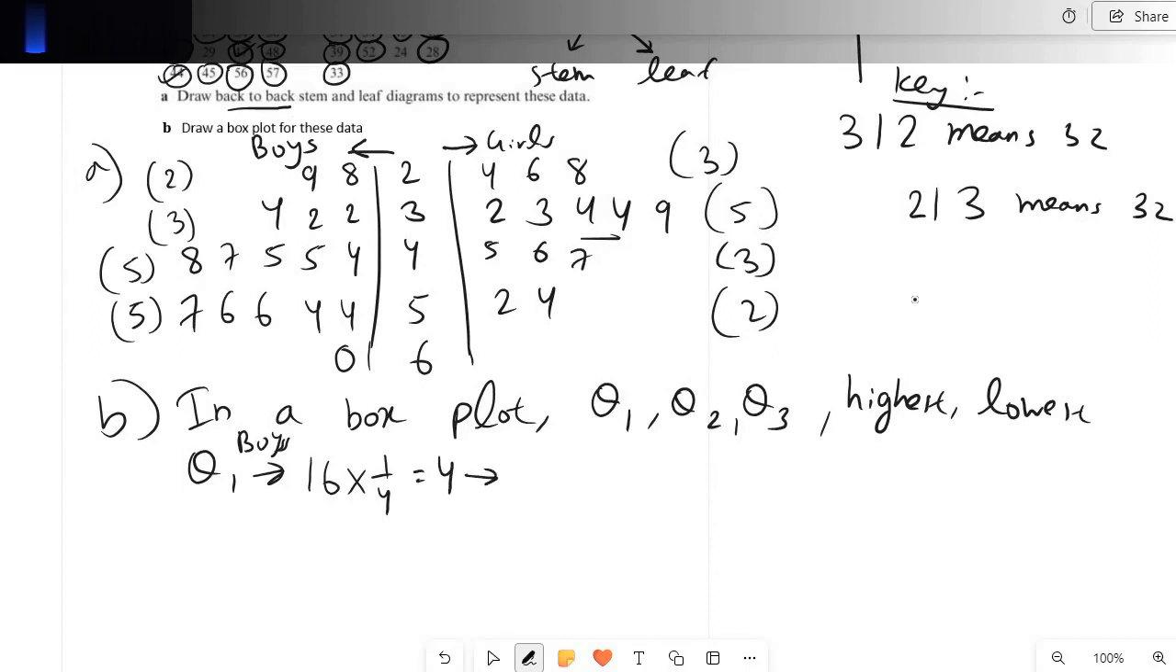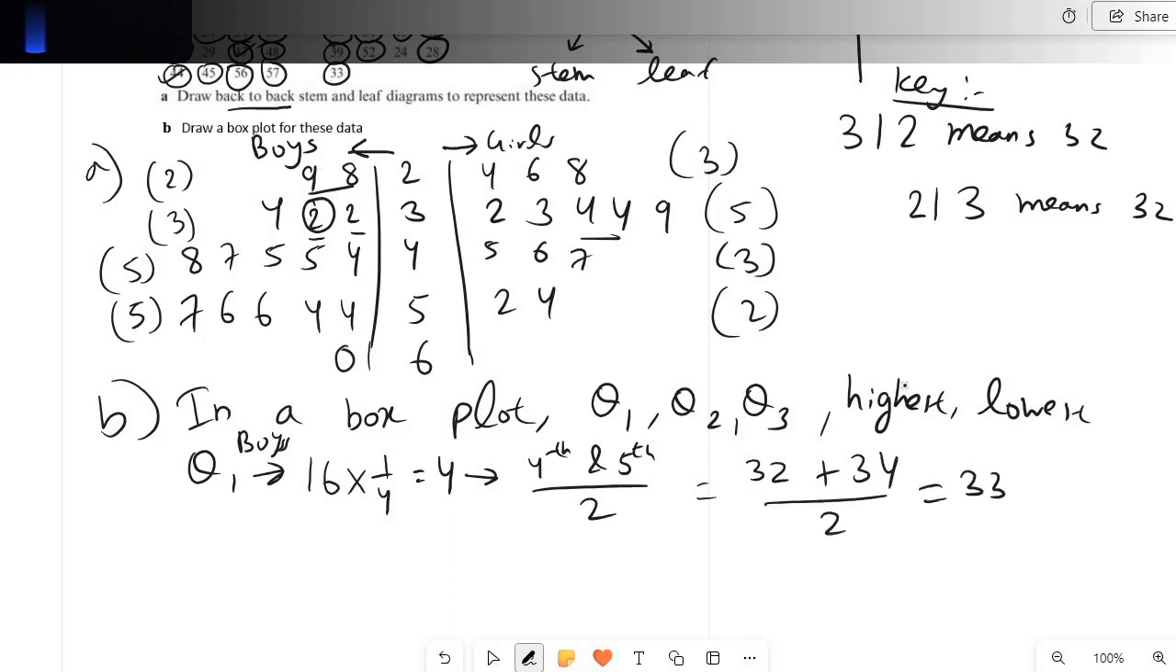So in actuality, the lower quartile is going to be the average of the 4th and 5th term. So we find the 4th and 5th term. Here the 4th term is going to be here because there are 2 terms here and this is the 3rd. So this is the 4th term, which is going to be 32. And then the 5th term is going to be 34. So 32 plus 34 divided by 2 gives us 33, which is the average of those numbers. And this is the lower quartile.